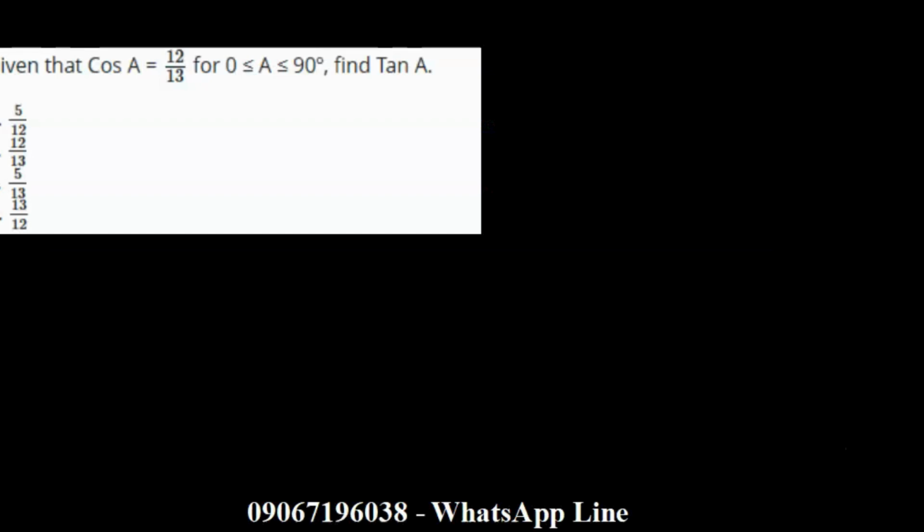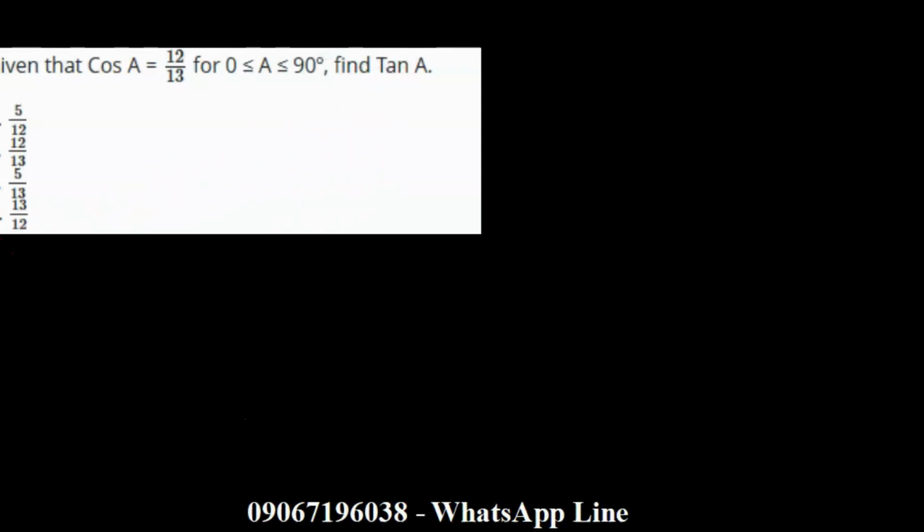In question number 3, we were given that cos A is equal to 12 over 13 for a right angle triangle. So now what do we do? We're asked to find tan A. We're going to use a trig function.